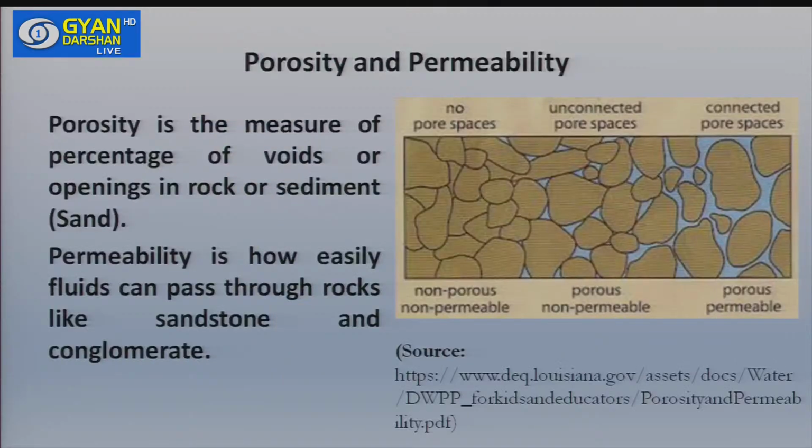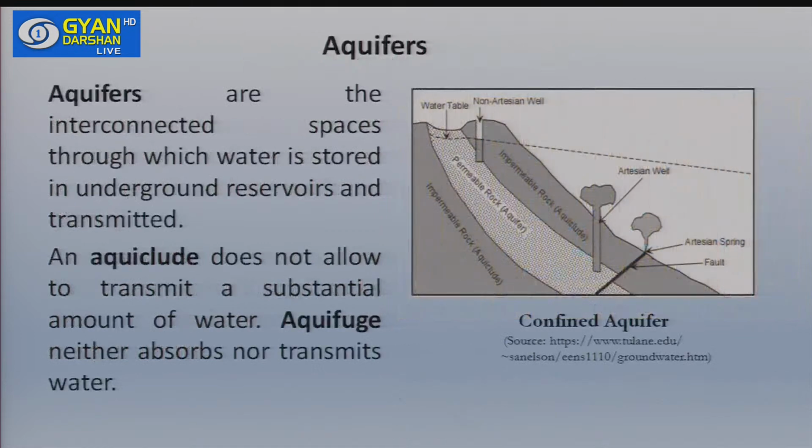There are other important terms to understand, such as aquifer. An aquifer is a formation in which water is available; the property of that formation is that it has permeability as well as porosity. The term aquiclude means a formation that cannot transmit water through it. And the term aquifuge means it cannot transmit water at all, with neither porosity nor permeability; it blocks everything.